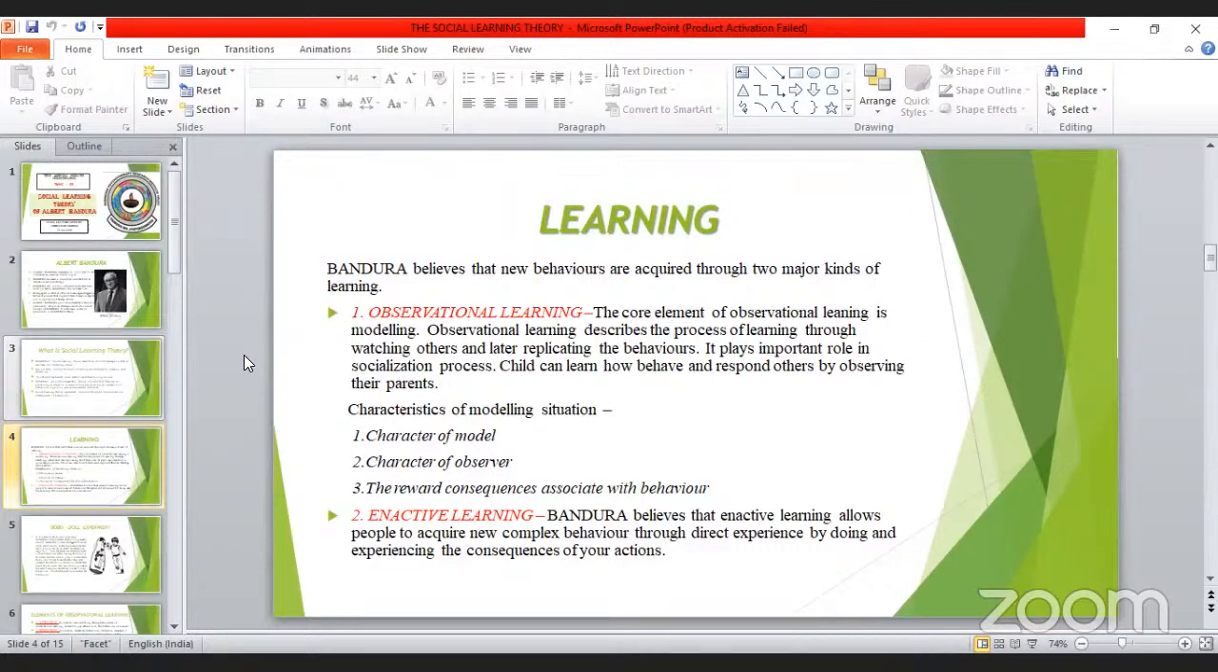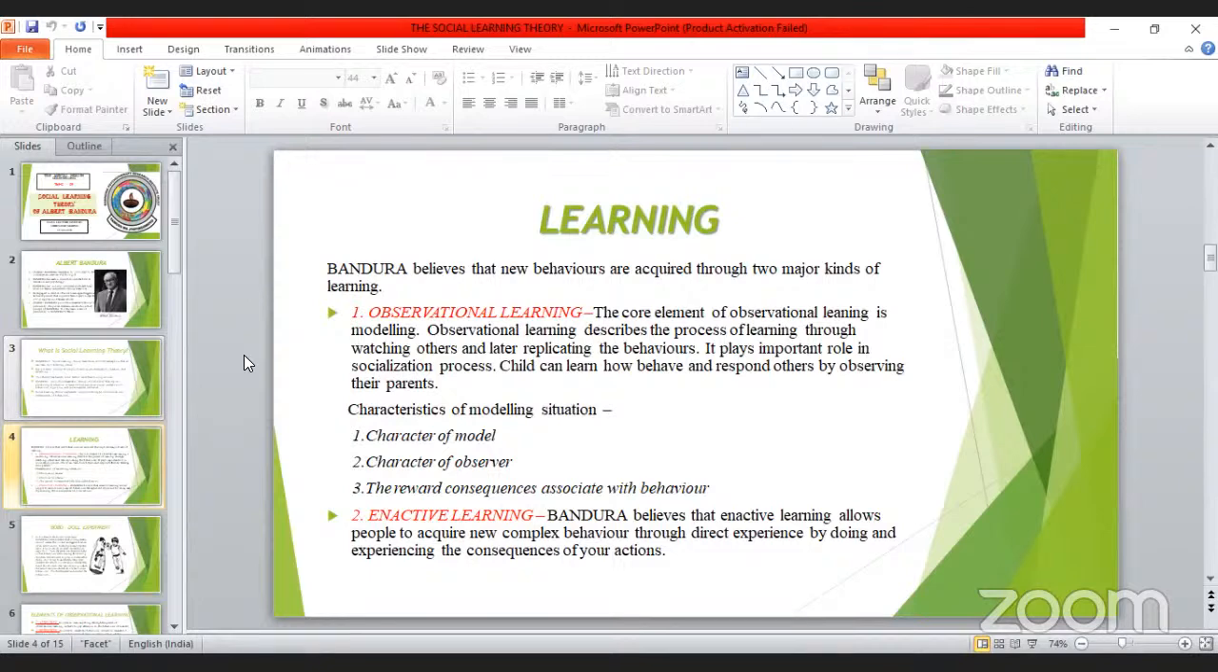So here three characteristics are very important: the characteristics of the model, the characteristics of the learner or the observer, and the rewarding consequence associated with the particular behavior that the observer needs to learn, right? So this is observational learning. Right. Next is enactive learning.